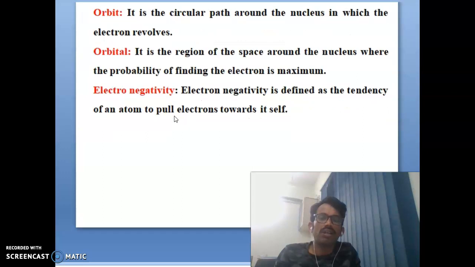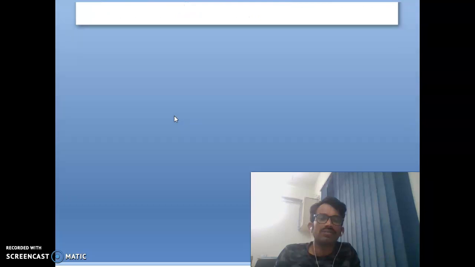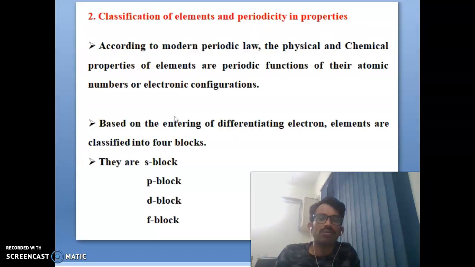Then you can talk about the next lesson. The next unit is classification of elements and periodicity in properties. That is the second lesson in chemistry, intermediate first year. This is also a very important lesson. According to the modern periodic law, the physical and chemical properties of elements are a periodic function of their atomic number or electronic configuration.